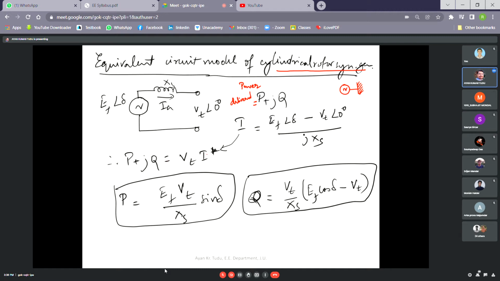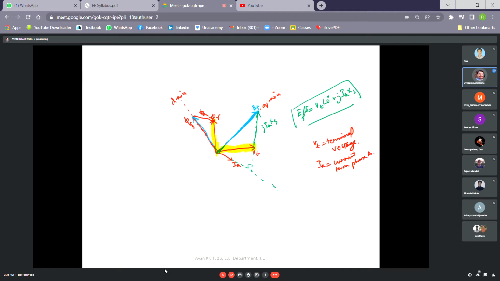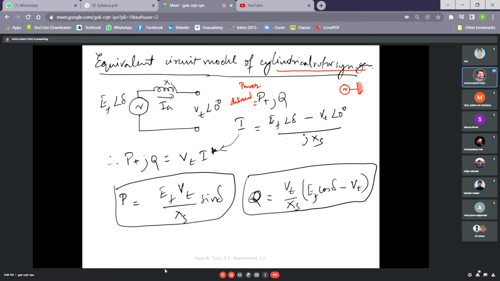I would ask you a question. Why I conjugate? Sir, inductive because power positive. Inductive power is taken to be positive. Okay, that is the convention. So we'll be putting this value of I from here into this equation. কি লিখতে পারি তো? আগের থেকে এইখান থেকে I কে কি লিখতে পারি? We can write I in this way. So we are putting it in this expression, and if we solve it, I would ask you to solve it, then we'll be getting that P equal to Ef into Vt by Xs sin delta, and Q equal to Vt by Xs into Ef cos delta minus Vt.